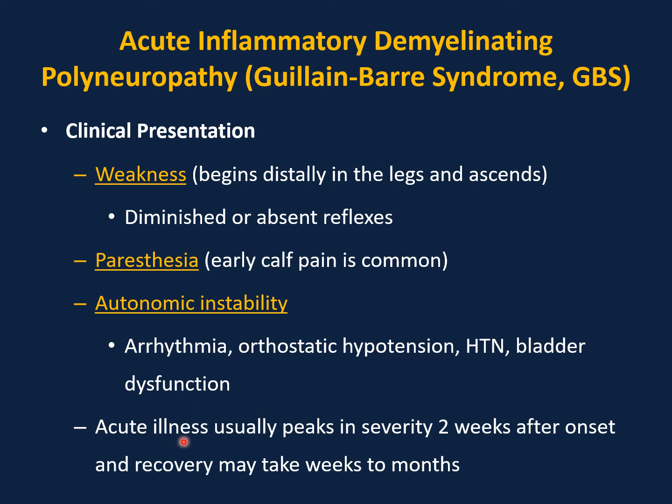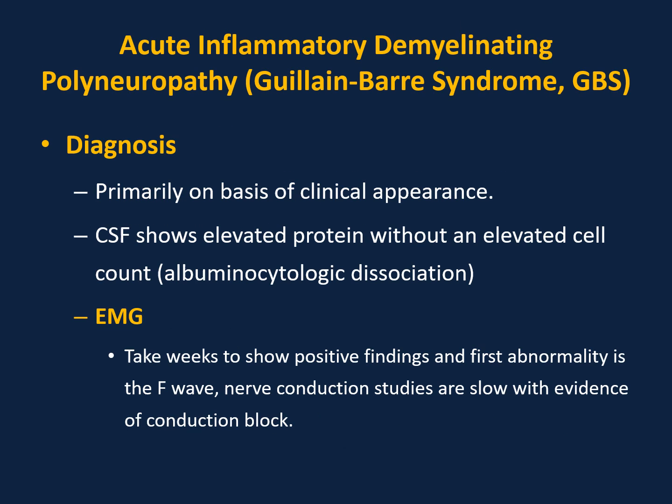Know that the acute illness of Guillain-Barré syndrome peaks in severity in 2 weeks, and the recovery takes a long time, weeks to months. Know that facial nerve weakness, especially bilateral facial nerve weakness, is a common association with Guillain-Barré syndrome. The most common cranial nerve affected is the facial nerve, and usually bilateral.